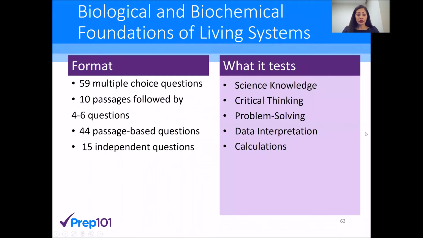So what I do want to tell you once more is that this division is identical to the physical sciences division, okay? 3-to-1 ratio, where 44 of those questions, 3/4 of the questions, are passage-based, and 1/4, 15 of them, happen to be independent questions where you don't need to know anything about the passage in order to answer them correctly. 10 passages, again, followed by 4 to 6 questions in each passage, okay?